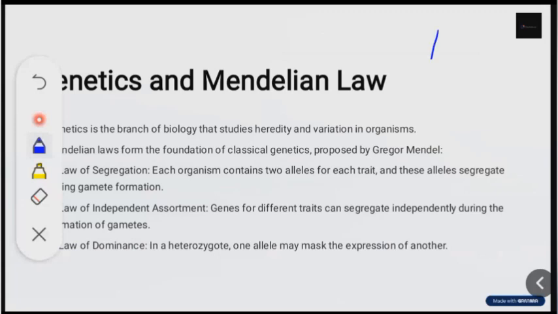I think I have to. This is our normal height. Now, this is a child. The child has an allele for being tall and also an allele for being short. This is a heterozygote. Heterozygote means two different alleles.